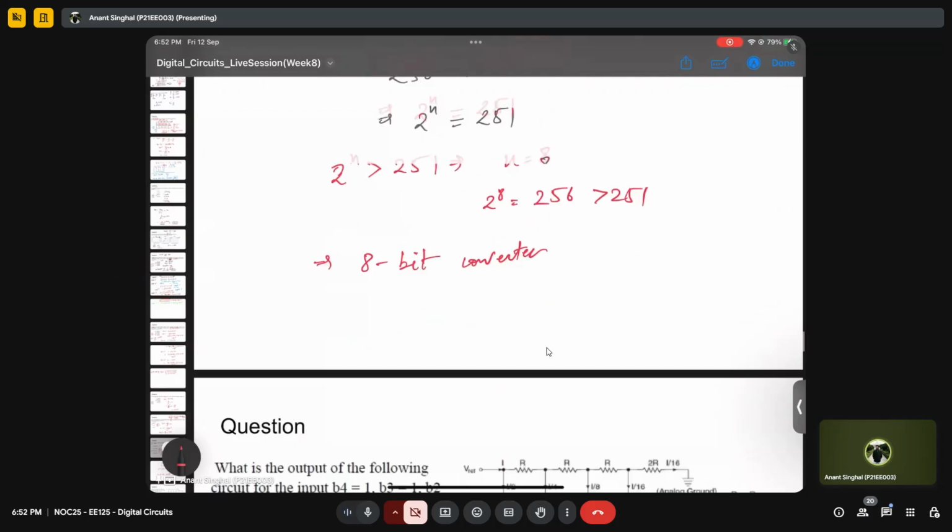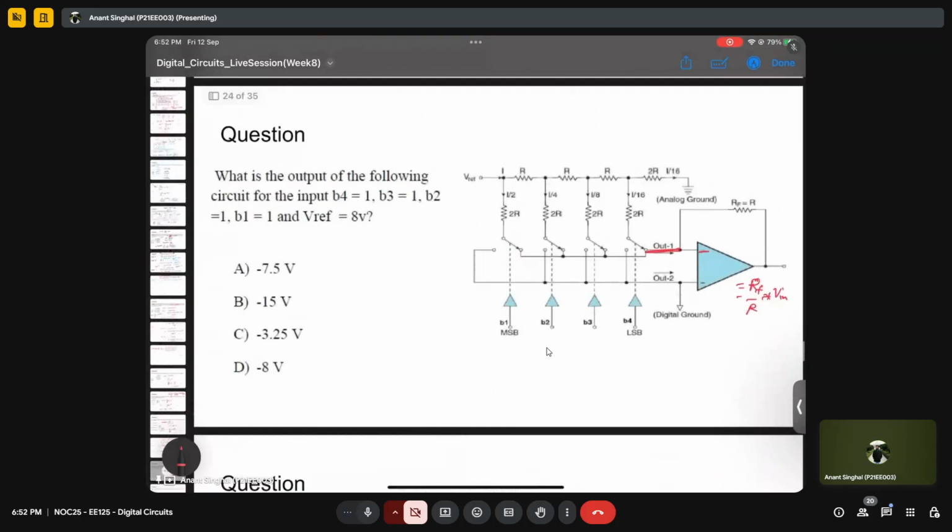So let's move ahead. It is again a very simple problem, just given in the form of a circuit. It is an R2R ladder network with B4, B3, B2, and B1 all as one. So basically this is one, this is one, this is one, this is one. Vref is also given. You need to find out the output, that is the negative of this. So just try it out. Maybe take 1 or 2 minutes and let me know the answer.